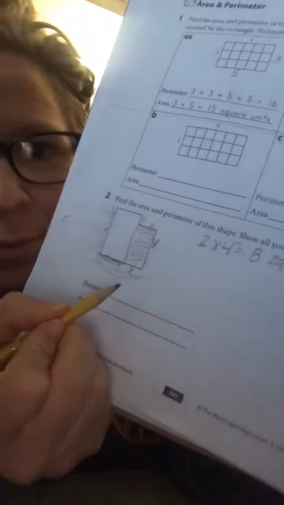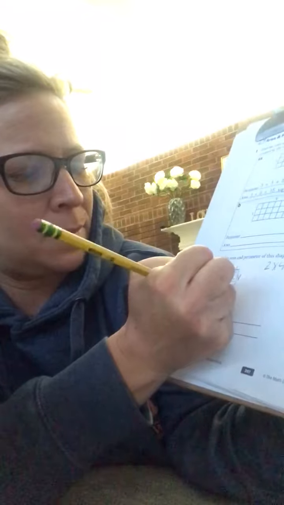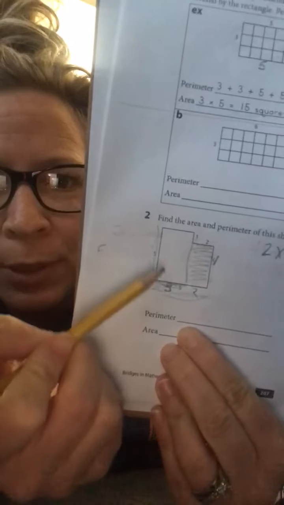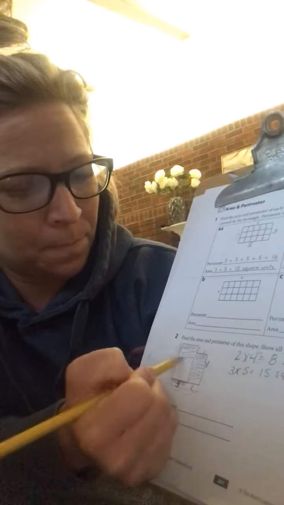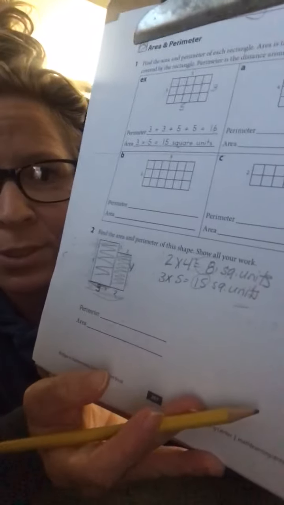If this is a 2, what plus 2 would equal 5? 3. So that would be a 3. Now we're ready to do this rectangle, which is 3 times 5. To find the area, 3 times 5 equals 15. 15 square units. So that's the area. And we're going to add those two numbers together. 15 plus 8 equals 23. So that would be 23 square units.